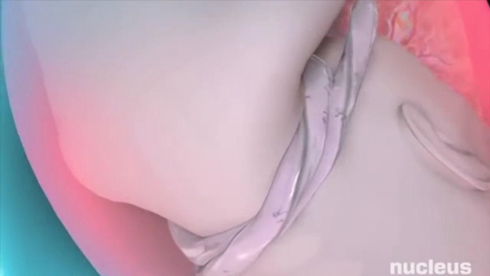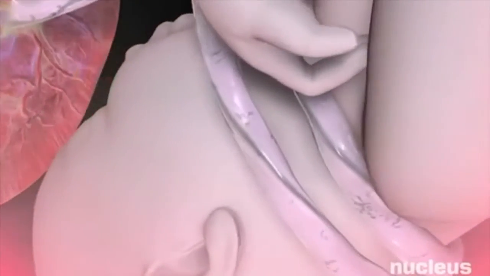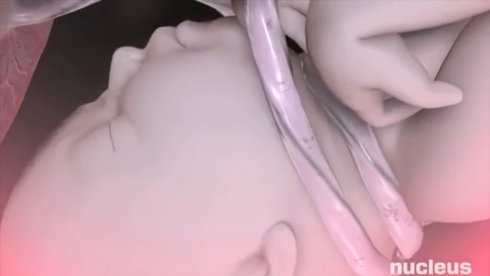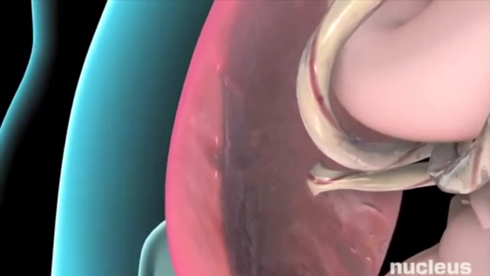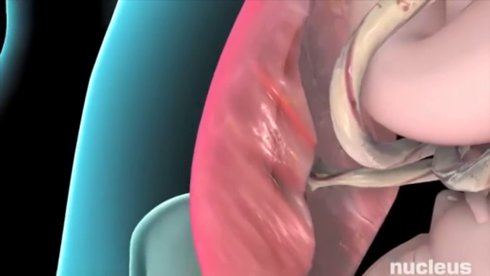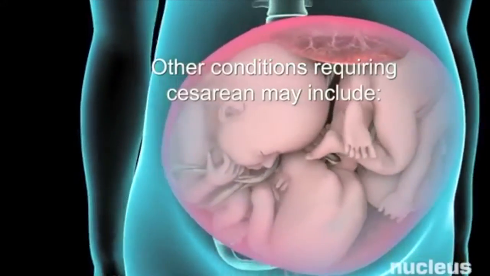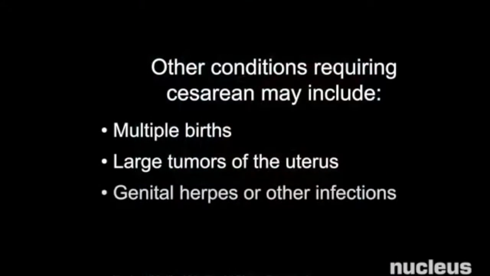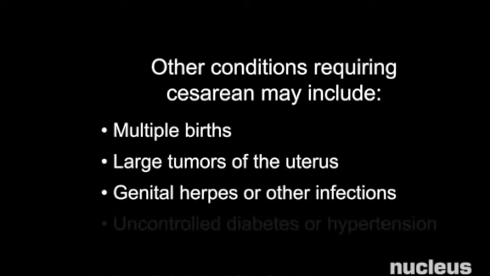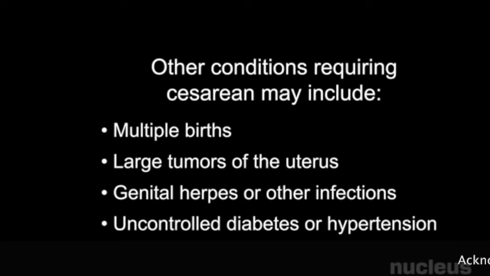Fetal distress occurs whenever the health of the baby is in imminent danger, usually from inadequate blood flow through the placenta or umbilical cord. Fetal distress can occur when the placenta separates from the wall of the uterus prior to delivery, or the umbilical cord becomes compressed or squeezed. Other conditions that may require a Cesarian section include multiple births, large tumors of the uterus, genital herpes or other infections, or medical problems such as uncontrolled diabetes or hypertension.